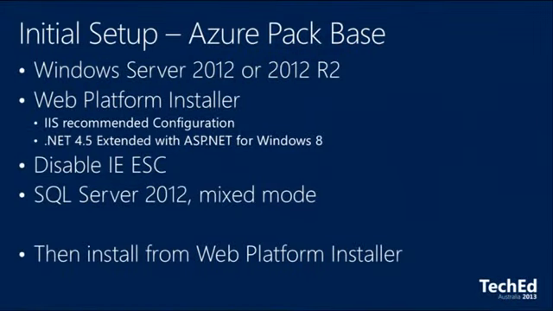In terms of initial setup, to set up the Azure Pack base, it's Server 2012 or 2012 R2. You run up the web platform installer, install IIS, install .NET recommended config, and install .NET 4.5. Disable IE enhanced security configuration. That's what it stands for, right? And you need SQL Server 2012 running in mixed mode. You can't use native mode. And then you install it from the web platform installer.